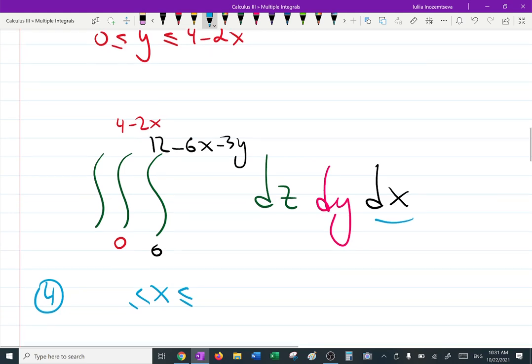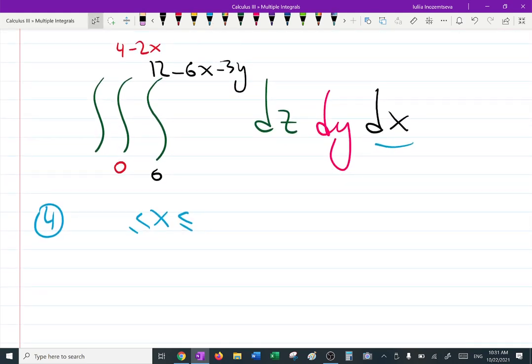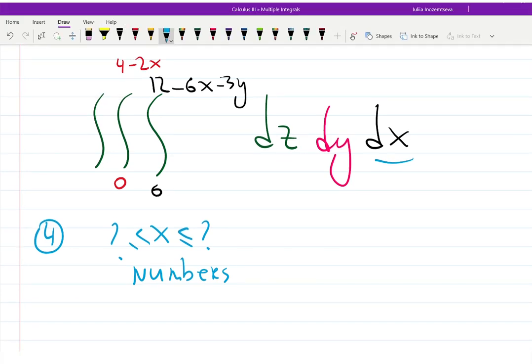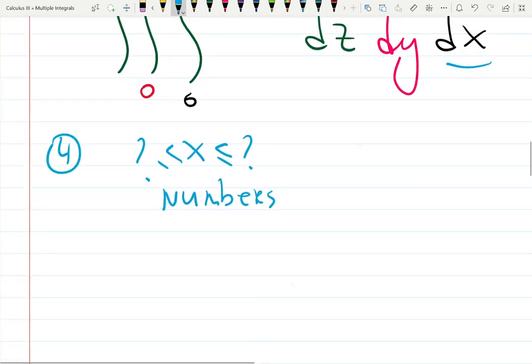Yes? So I'm going to be doing that? Yes, you will. Now, finally, the last one should be numbers. Remember that. Last should be numbers, or else you will have a function as the answer, not numbers.